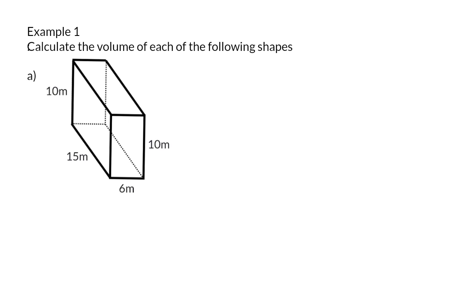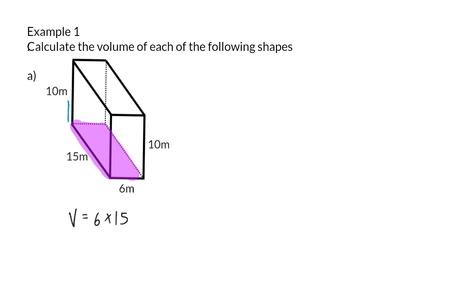Example 1. Calculate the volume of each of the following shapes. Our first shape is a rectangular prism, so the base side or base face is a rectangle. To calculate the volume of the shape, we're going to start by determining the area of this rectangle, and that is length times breadth, or 6 times 15.